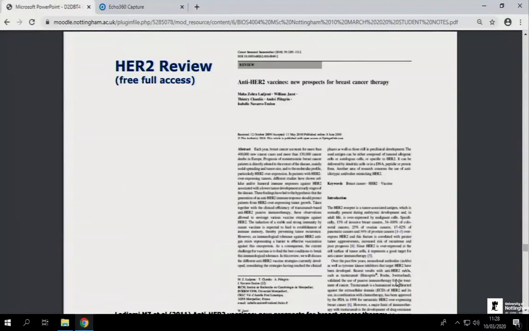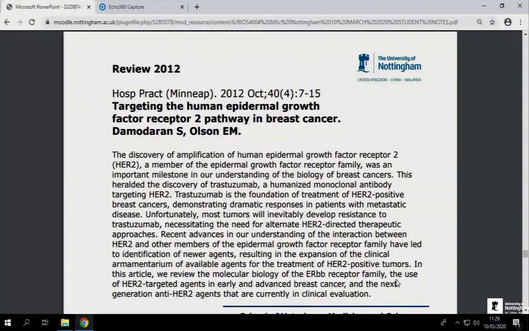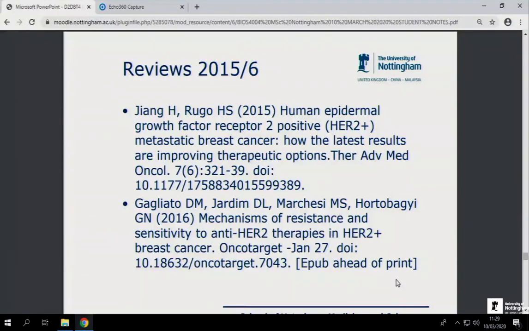There's a free access review. You can read about it. I think you'd be really impressed with the way this has gone since about 2010 or thereabouts. So it's only about 10 years this work's really taken off. There's another one there. It's another review targeting that growth factor. More reviews in 25. I'm just giving you reviews here because you're postgraduates, and you might say, well, I want to have a look at that. There they are. You can do so.